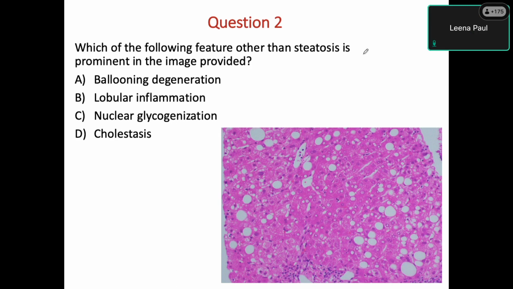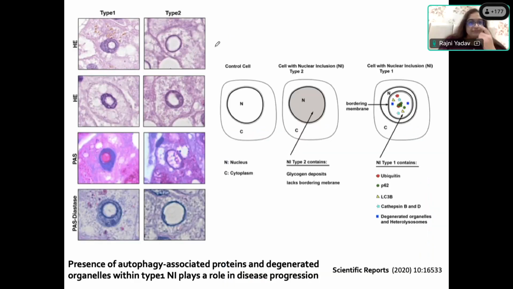The maximum response is for C, nuclear glycogenization. So that means everybody is very attentive. So yes, it is beautifully highlighting this nuclear glycogenization. See, this glycogenization or the inclusions.